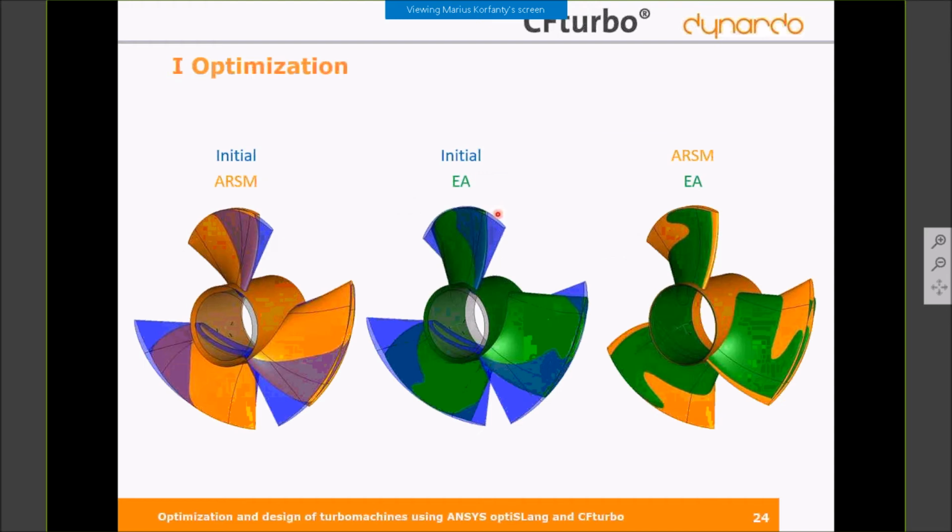Finally, a comparison of the initial and the optimized designs. Both optimized designs look quite similar. In both cases, the position of the leading edge at the shroud moved back. So the optimizer introduced a backward sweep, and in case of the evolutionary algorithm, we see some geometry modifications at the trailing edge.